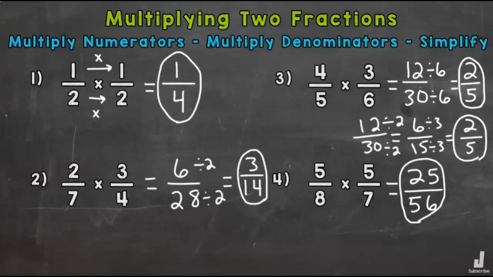So there you have it. There's how you multiply two fractions. Multiply the numerators, multiply the denominators, and then simplify if necessary.